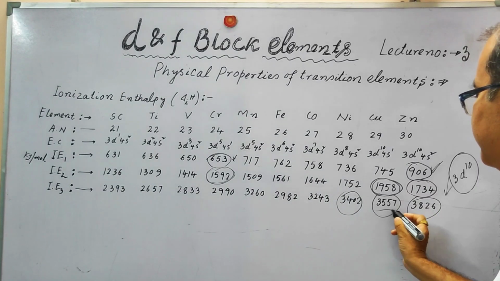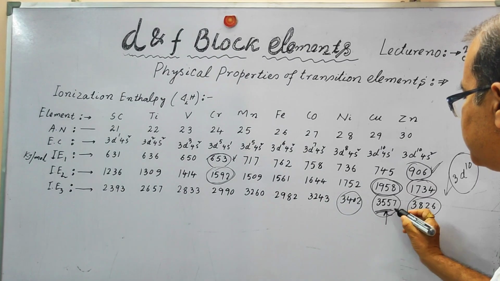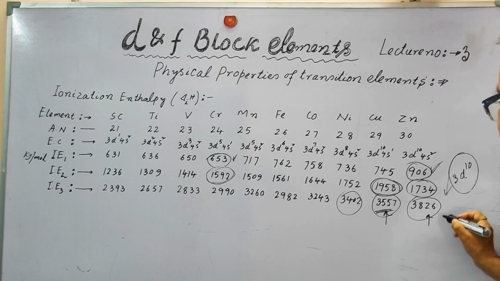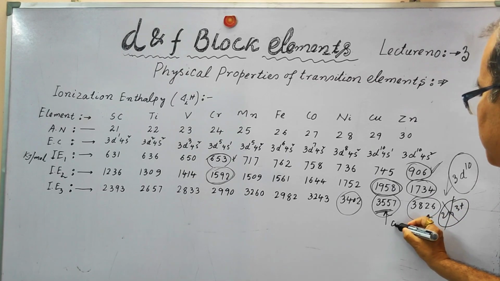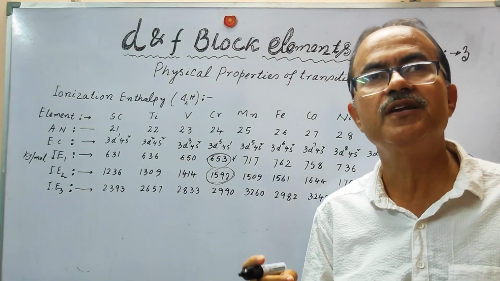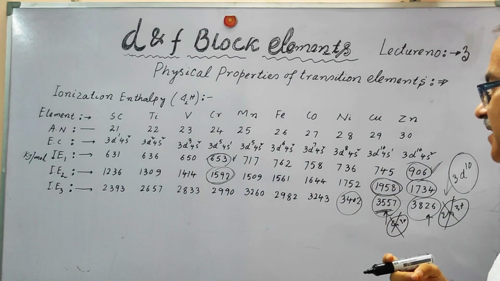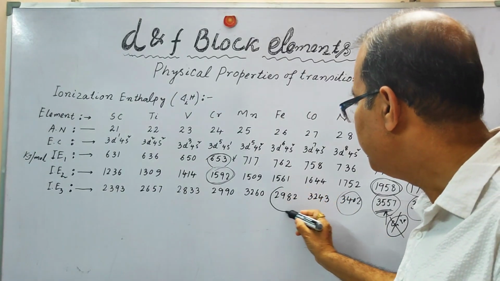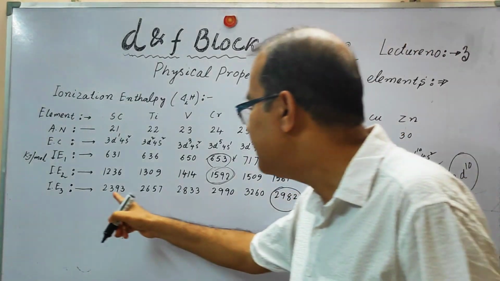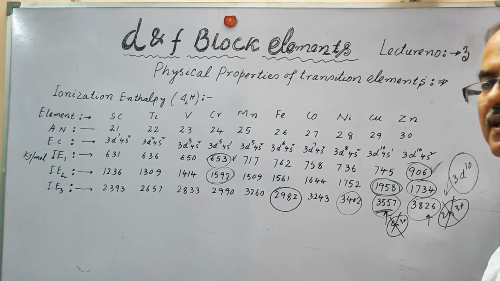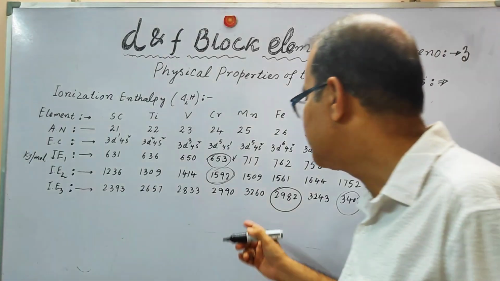Normally you cannot observe the oxidation state Cu3+ or Zn3+. This oxidation number you can never see because it is so energy consuming that you will not be able to do that. But if you see the iron, the iron has a comparatively lesser third ionization enthalpy.